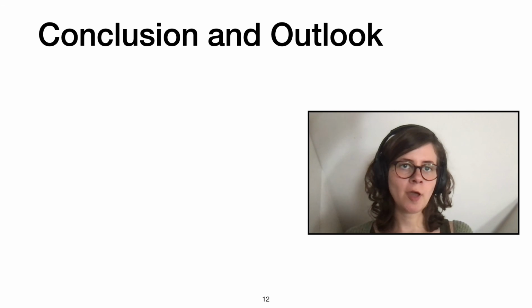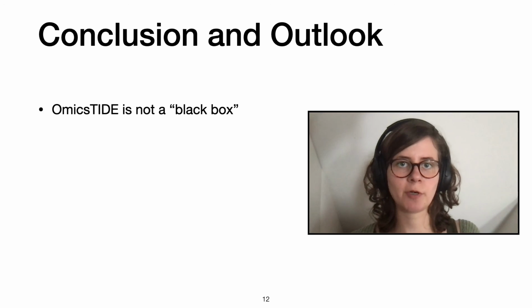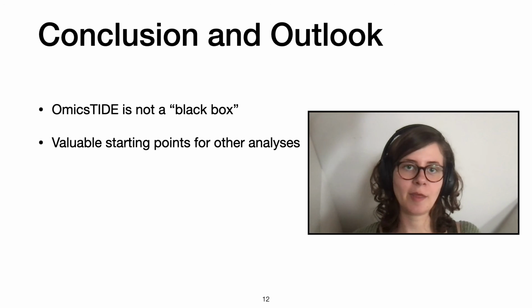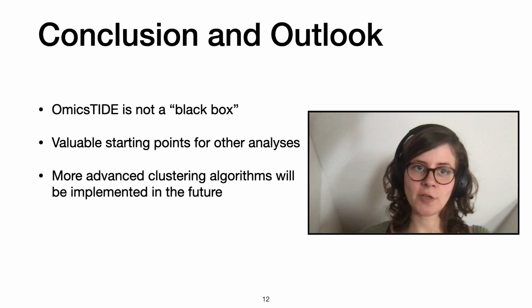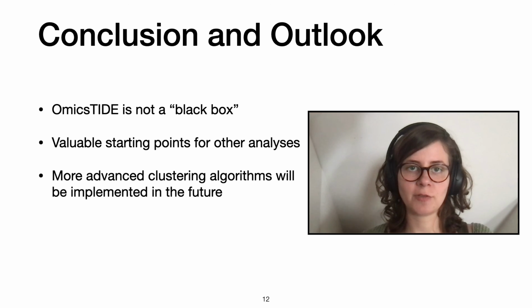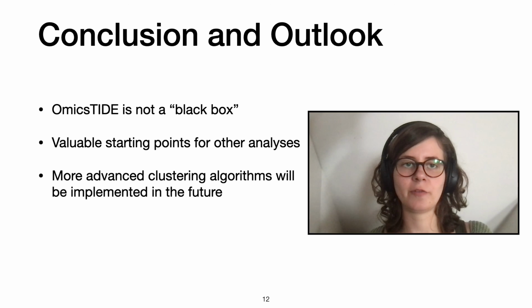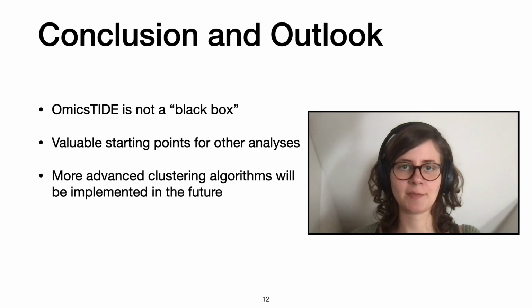In conclusion, OmicsTIDE offers an intuitive trend comparison, and in contrast to many other approaches, it is not a black box. Moreover, because of its simplicity, the approach can provide valuable starting points for other analyses. The usage of k-means allowed us a quick exploration using different k, but more advanced clustering algorithms will be implemented in the future. Also, we want to include other omics data, such as metabolomics data.